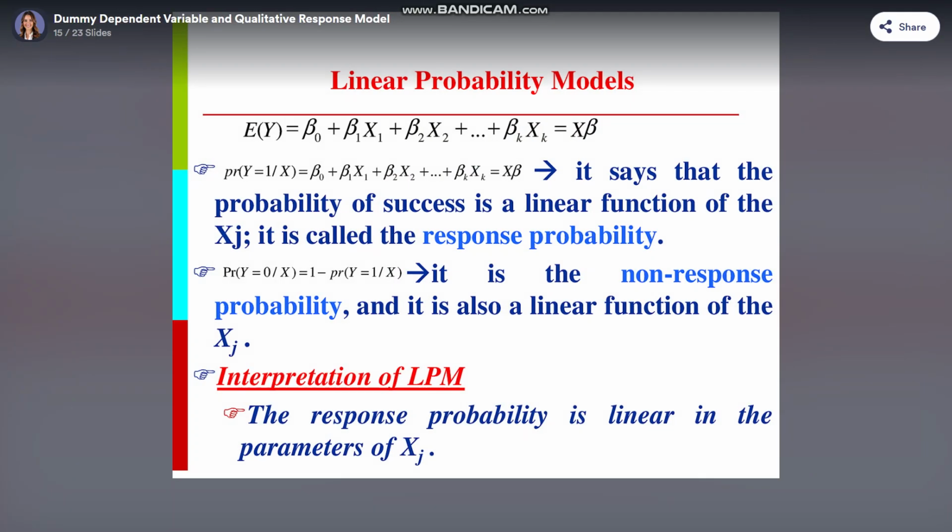Assuming the error term has zero mean, the expected value of the dependent variable equals the linear combination of independent variables and parameters. This means the probability of success is modeled as a linear function of the predictors. Similarly, the probability of failure is 1 minus this linear function.